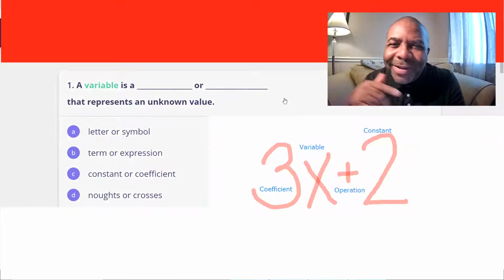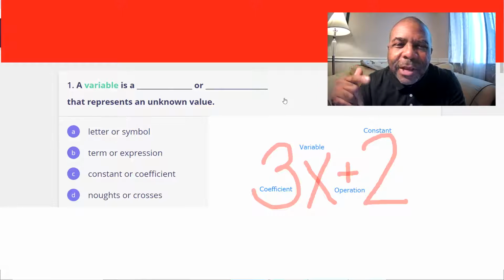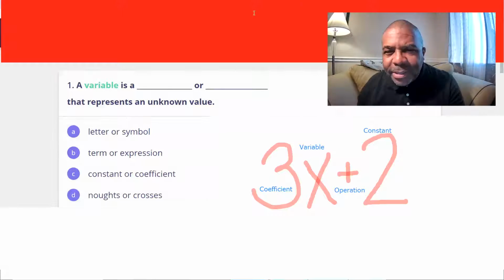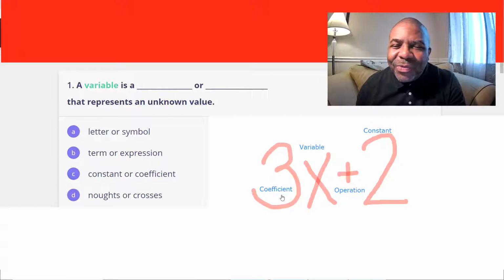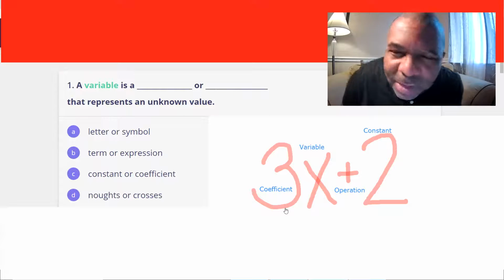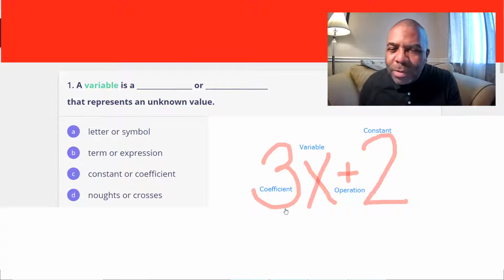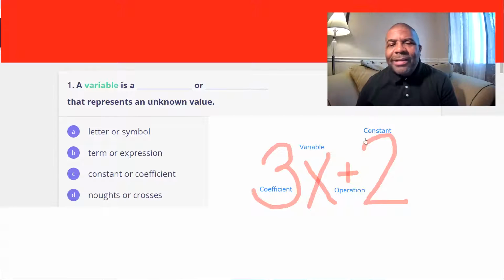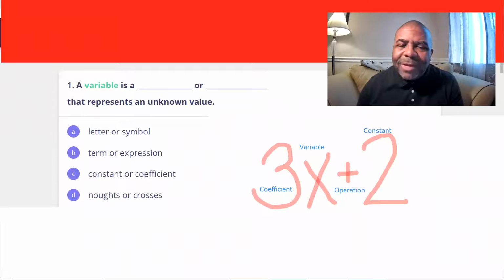I want to get you ready for the quiz coming up, all right? So what I want you to do is, do you see this? I want you to draw that on a piece of paper. This is 3x plus 2. Draw that on a piece of paper. And actually, I want you to type in or write in these words: coefficient, variable, operation, constant. Put that on a piece of paper because we're going to be going in kind of deep.